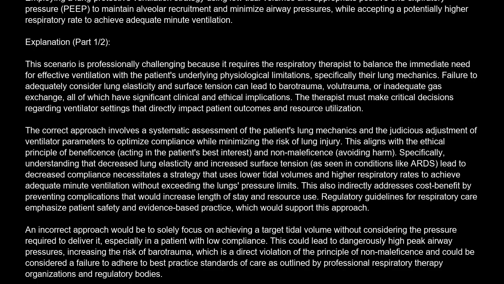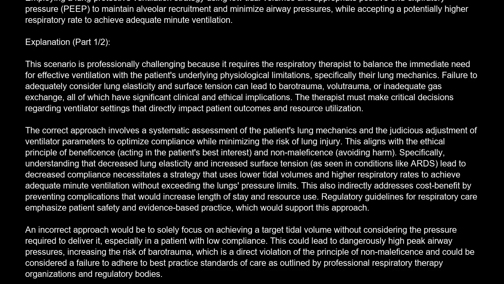Specifically, understanding that decreased lung elasticity and increased surface tension, as seen in conditions like ARDS, lead to decreased compliance, necessitates a strategy that uses lower tidal volumes and higher respiratory rates to achieve adequate minute ventilation without exceeding the lungs' pressure limits. This also indirectly addresses cost-benefit by preventing complications that would increase length of stay and resource use. Regulatory guidelines for respiratory care emphasize patient safety and evidence-based practice, which would support this approach.